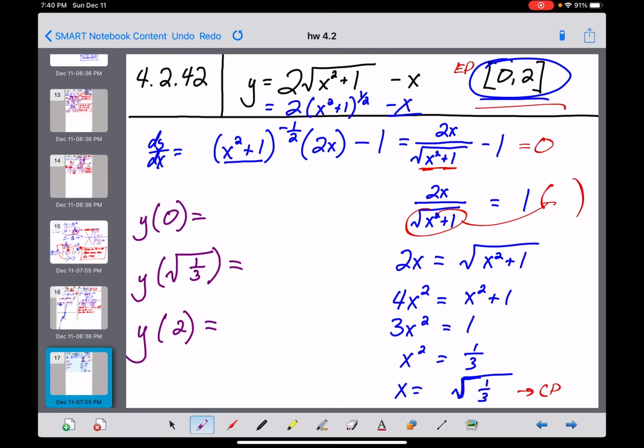So plugging the 0 in, that's a 0 plus 1 is 1. The square root of 1 is 1 times 2 is 2. Minus 0 is going to get you 2 for that y value right there. Let's see. Plugging in the 2, that's a 4 plus 1, 5. So it's 2 times the square root of 5, and then a minus 2 at the end of all that. So let's see, the square root of 5 is roughly probably 2.2, something like that. So 2 times 2.2 is about 4.4, minus 2 is about 2.4.